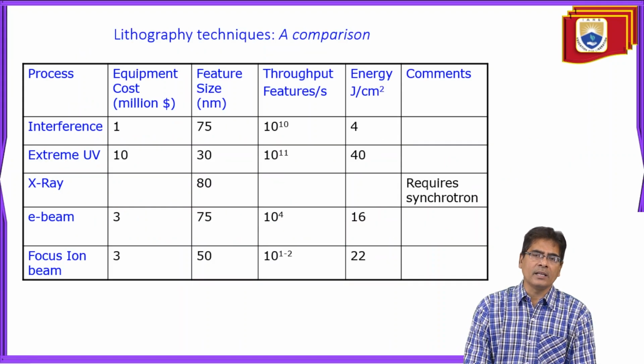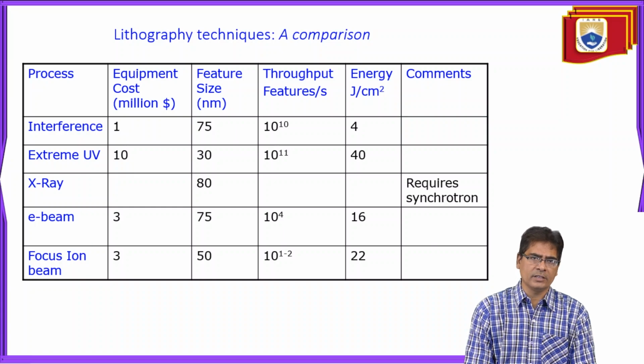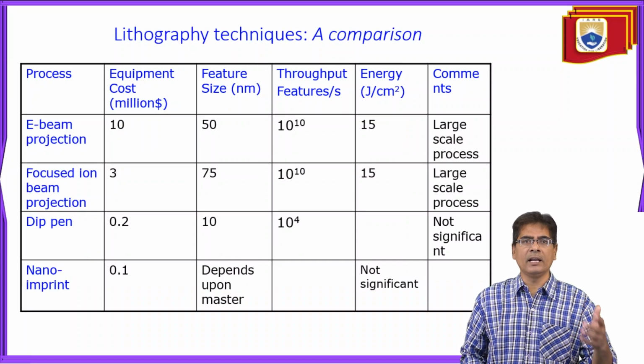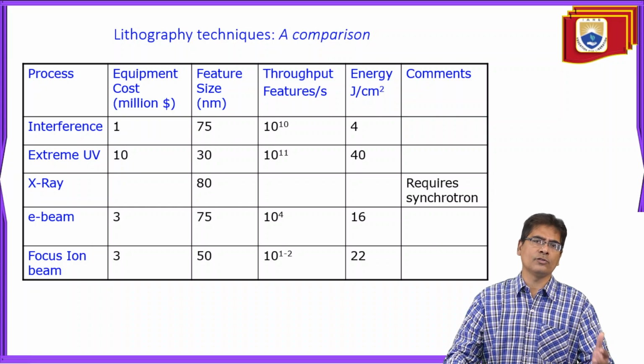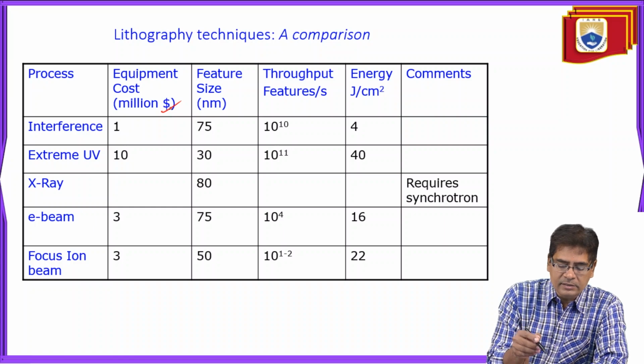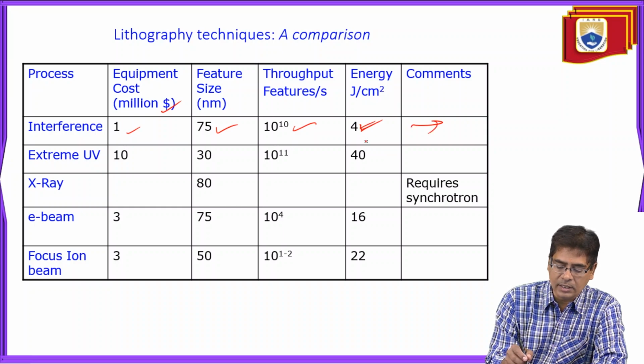If you see a comparison between the different types of lithographic techniques: interference lithography, extreme ultraviolet lithography, X-ray lithography, E-beam, and focused ion beam. In interference lithography, the equipment cost is around $1 million, the feature size is 75 nanometers, the throughput of features is 10 power 10, and the energy is 4 joules per centimeter square. There are no comments here.